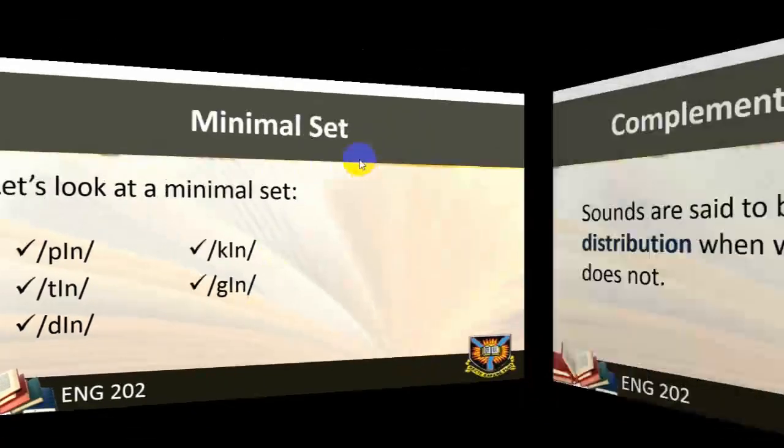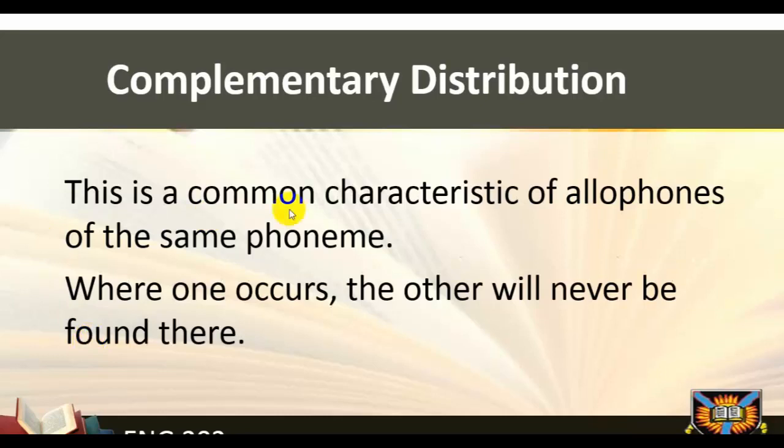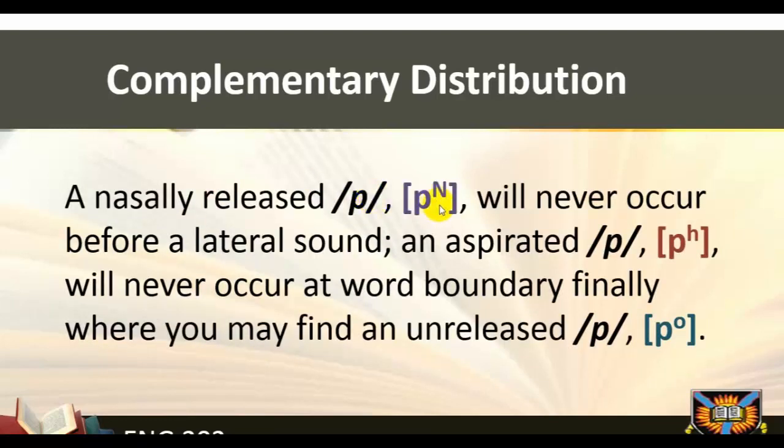Complementary distribution. Sounds are said to be in complementary distribution when where one occurs, the other does not. This is a common characteristic of allophones of the same phoneme. Where one occurs, the other will never be found there. A nasally released P, PN, will never occur before a lateral sound, as aspirated P, PH, will never occur at a word's boundary finally, where you may find an unreleased P, PO.